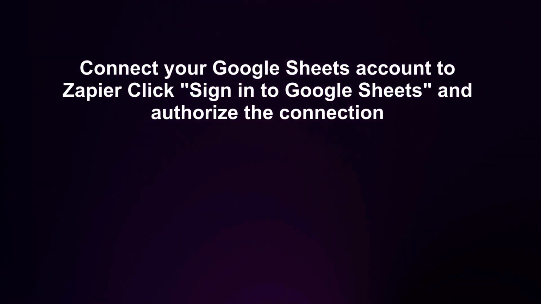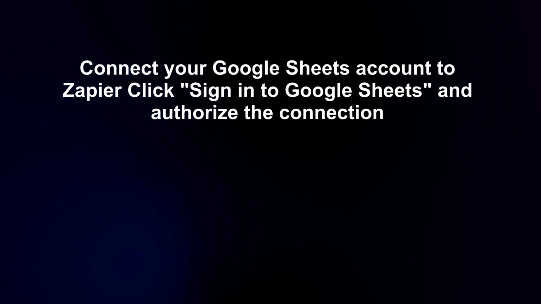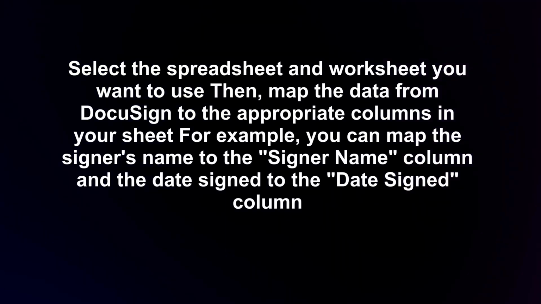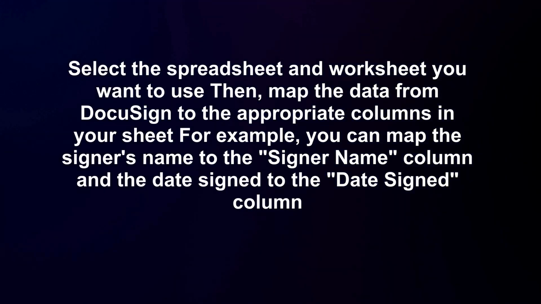Click Continue. Connect your Google Sheets account to Zapier. Click Sign into Google Sheets and authorize the connection. Select the spreadsheet and worksheet you want to use. Then, map the data from Docusign to the appropriate columns in your sheet.